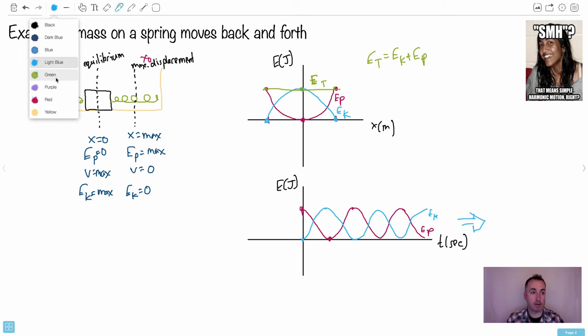And we can do the same thing with total energy. Total energy is this nice straight line. It goes right across the top, Et.